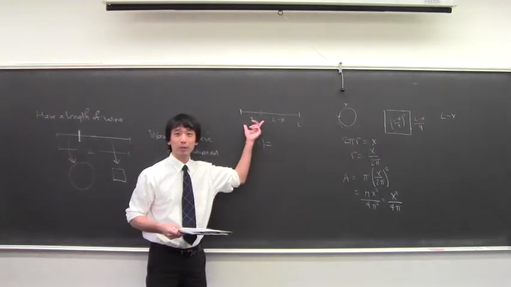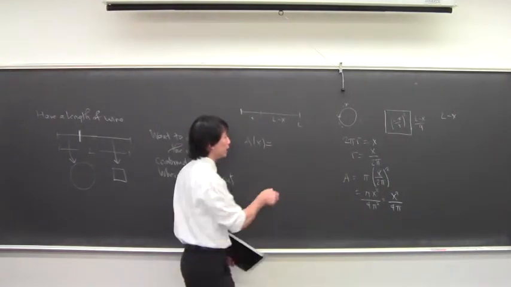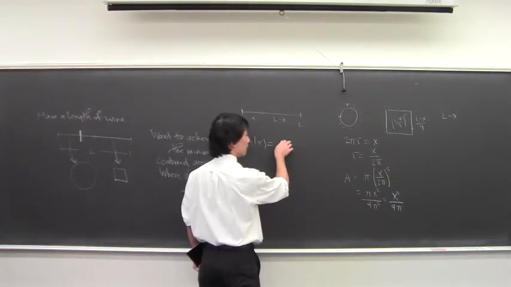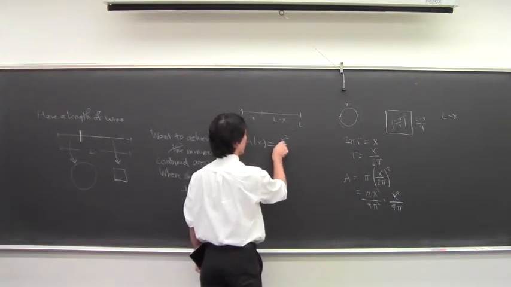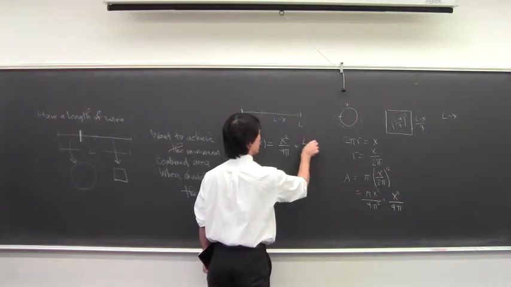Okay. So depending on where we cut it, we get different areas. The total area is going to be this plus this.